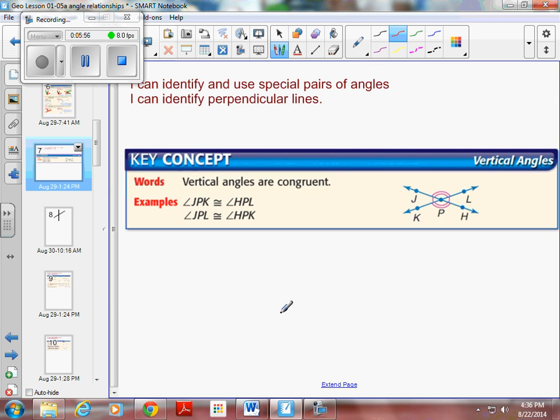Let's see, I also have vertical angles some more. So the angle on this side would be congruent to the angle on this one. So LPH is congruent, or the same measure, as JPK. They are vertical angles. JPL, this top one up here, is going to be the same measure as KPH, this bottom one, vertical angles across two lines that intersect.